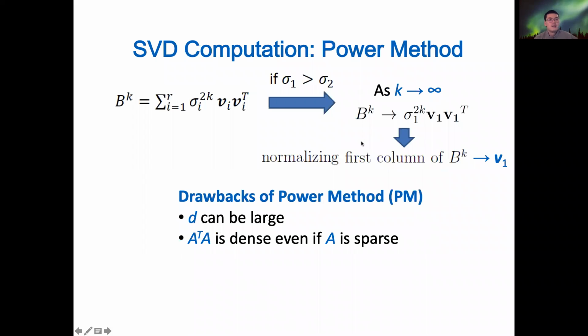So previously what we covered is this. We say that we can form a B matrix, which is A transpose times A. And we can multiply this thing K times, K to be very big. And after that, we take the first column, and that will be our result.